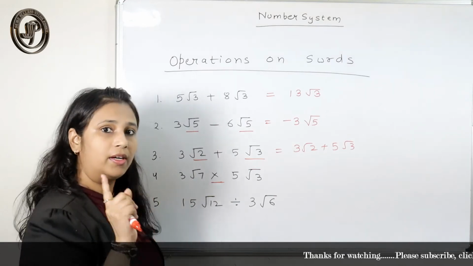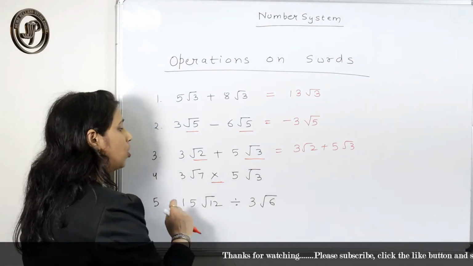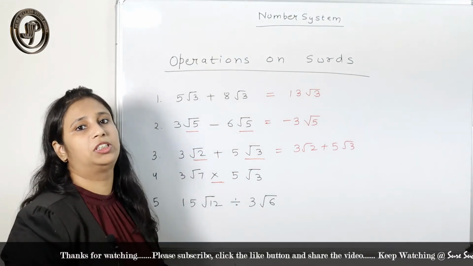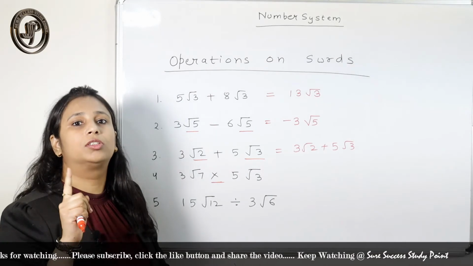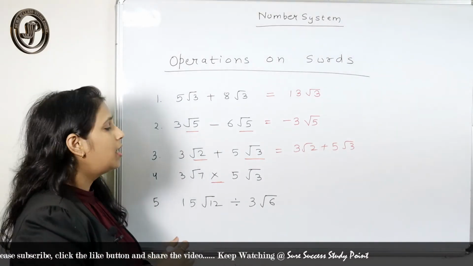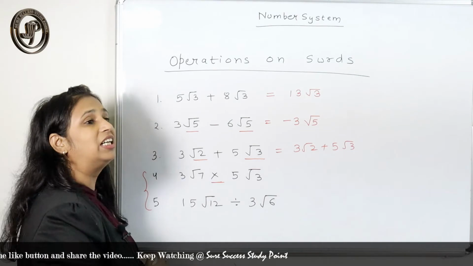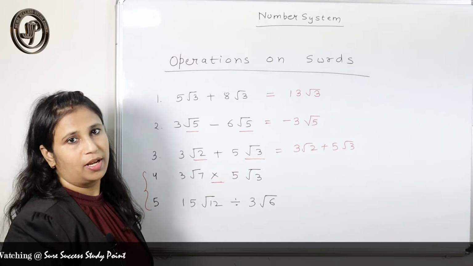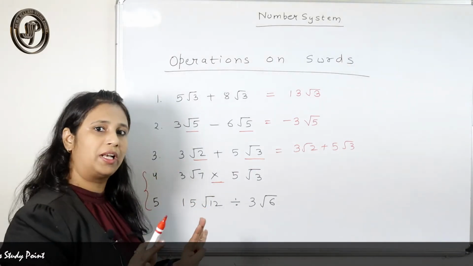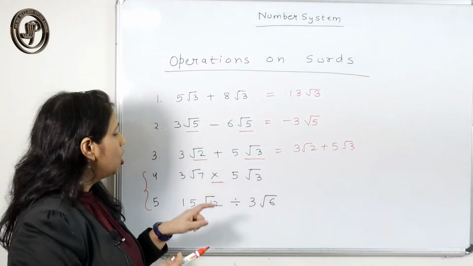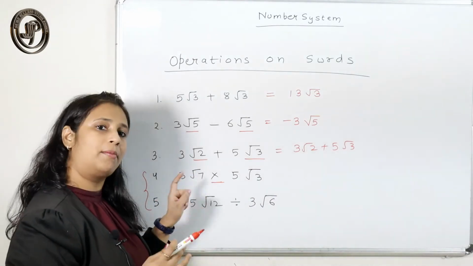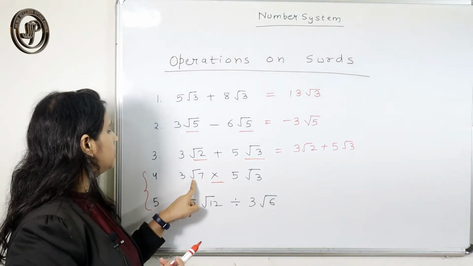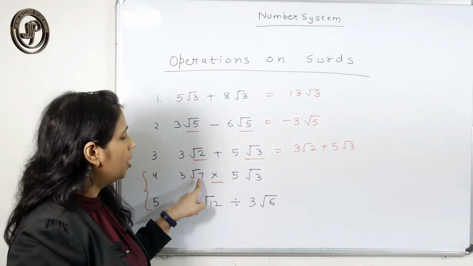But the important thing here also is that the order of the surds should be the same. Even that criterion should be considered in multiplication and division also. In addition and subtraction, the surds should be like, but in multiplication and division, the surds can be unlike, but the order should be the same. So how do we find the order? Here you will see nothing is written, the order is 2. Here the order is 2.